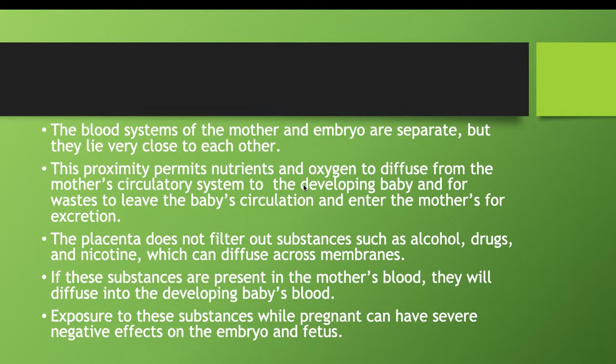This proximity permits nutrients and oxygen to diffuse from the mother's circulatory system to the developing baby, and for waste to leave the baby's circulation and enter the mother's for excretion. The placenta does not filter out substances such as alcohol, drugs, and nicotine, which can diffuse across the membranes. If these substances are present in the mother's blood, they will diffuse into the developing baby's blood. Exposure to these substances while pregnant can have severe negative effects on the embryo. So alcohol, drugs, nicotine, all not good for a developing fetus.